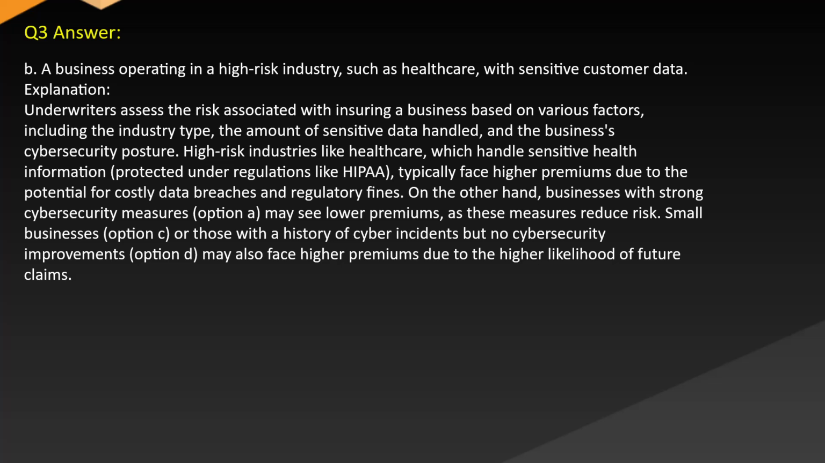On the other hand, businesses with strong cybersecurity measures, option A, may see lower premiums as these measures reduce risk. Small businesses, option C, or those with a history of cyber incidents but no cybersecurity improvements, option D, may also face higher premiums due to the higher likelihood of future claims.